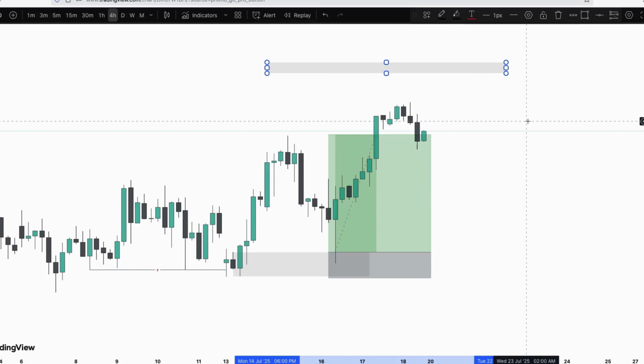Hi traders, so in this video I'm going to show you how you can use a simple top-down analysis to catch a trade like this, and I'm going to show you the three different entry models on three different time frames that you can also use to catch a trade like this. Okay, let's dive right into it.